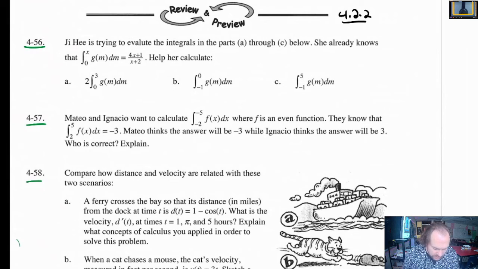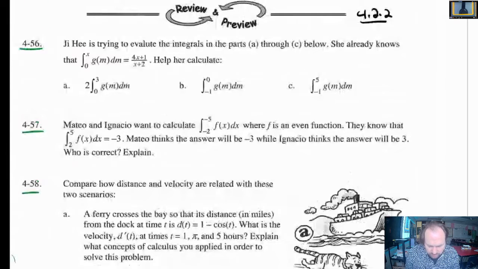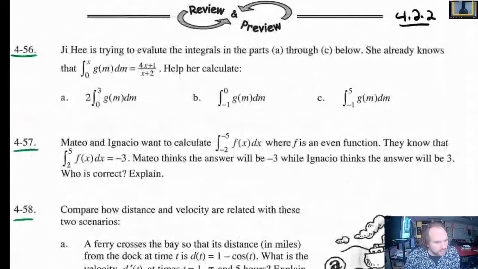456, we have G. He's trying to evaluate the integrals in parts A through C below. She already knows that the integral from 0 to x has this area function of 2 times (4x plus 1) over (x plus 2). So we're going to use some thinking about integrals to help out with this set. We might use some space off to the side here.